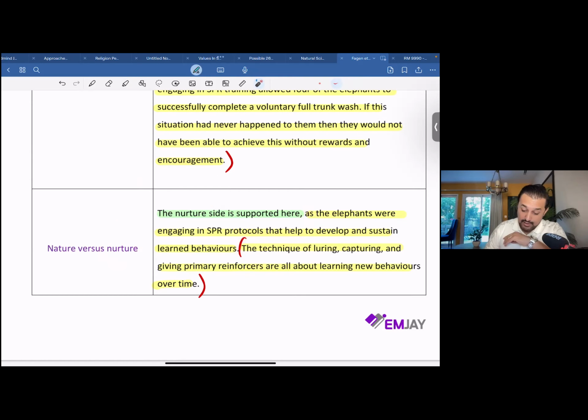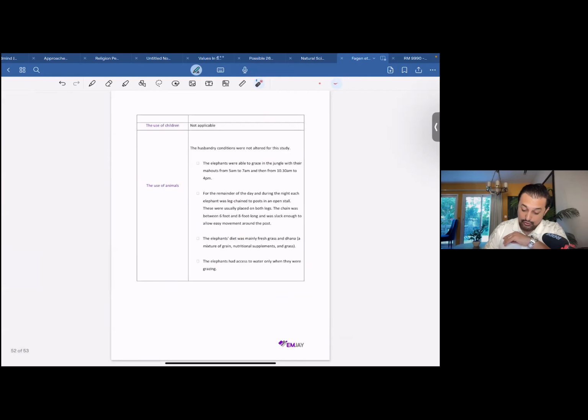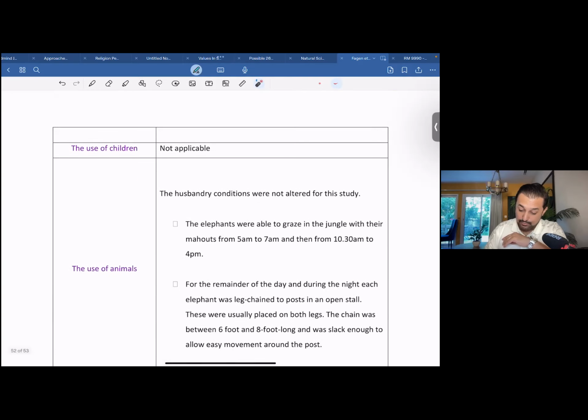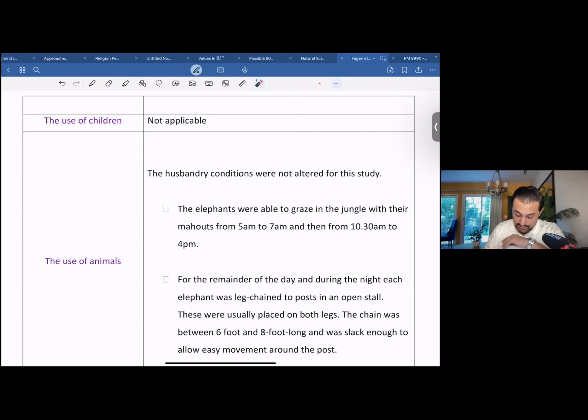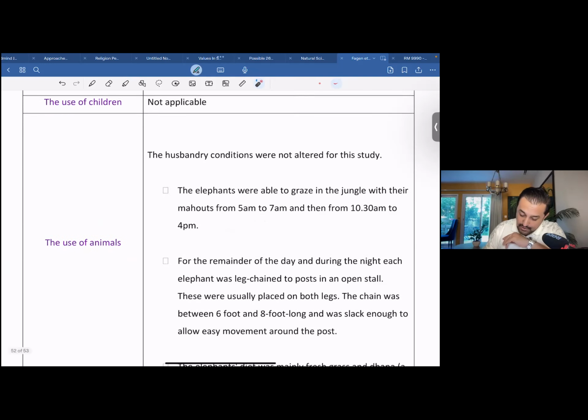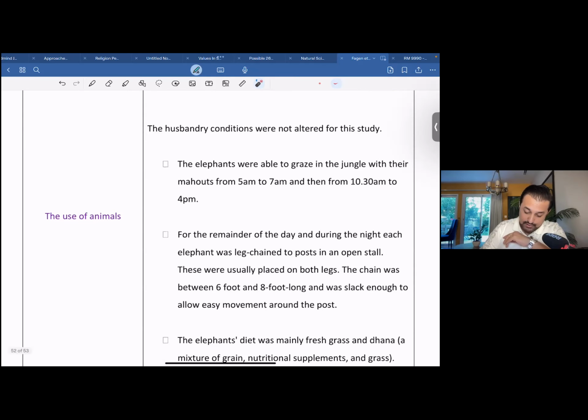Taking this ahead, moving on to the next issue, that is the use of animals. This particular point, my dear, would not be applicable over here because this study is on animals and not young human children. Now, the usage of animals in a particular research: a few points that we've discussed numerous times earlier as well. The husbandry conditions were not altered for this study, so this is a good thing.